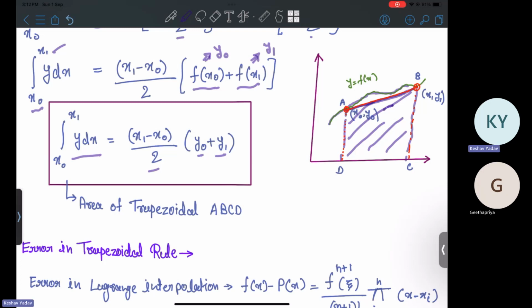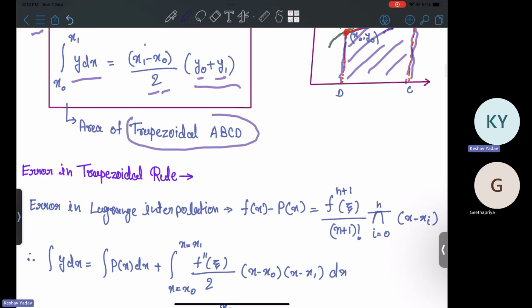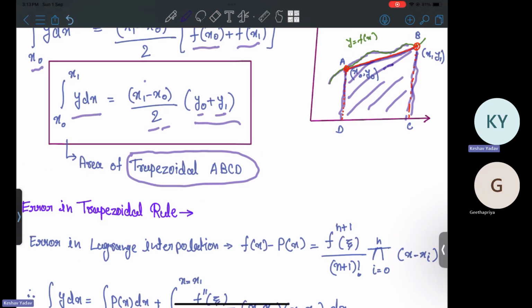So this is nothing but the area of the trapezoid, means what? Summation of parallel sides multiplied by the distance between them, divided by 2. So y0 and y1 are parallel, so the summation of that, and the distance between them will be x1 minus x0, divided by 2. So this is nothing but the area of trapezoid ABCD. That's why it is called the trapezoidal method. Okay. So this is the important formula.